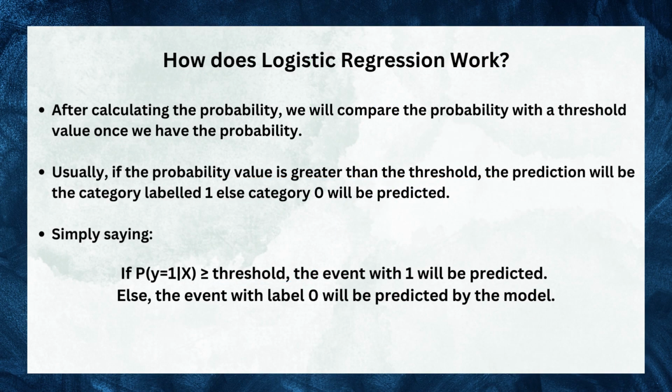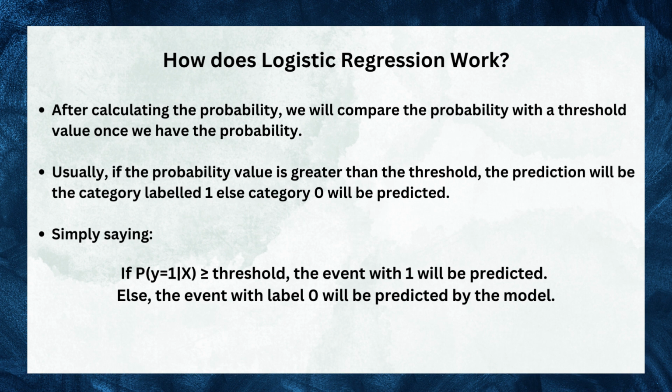After calculating the probability, we compare the probability with the threshold value. Usually, if the value is greater than the threshold, the prediction will be categorized with label 1, else with label 0. Simply saying, if the conditional probability of y equals 1 given x is greater than or equal to the threshold, the event with category 1 will be predicted. Else, the event label 0 will be predicted by the model.